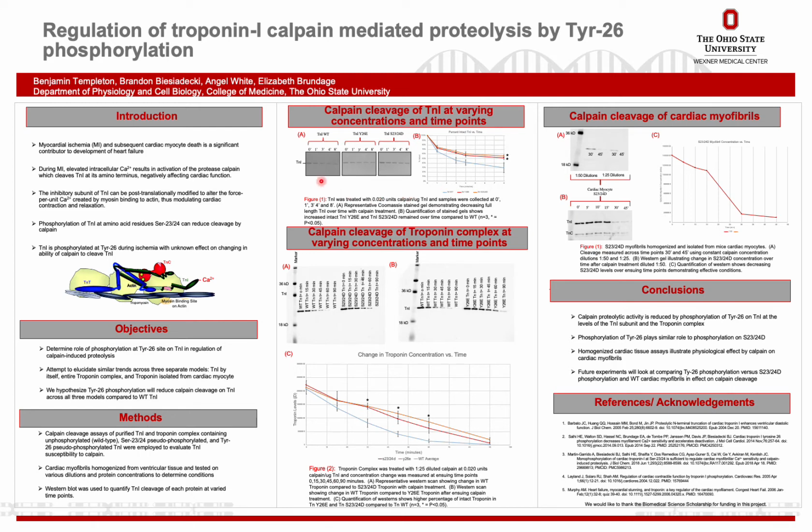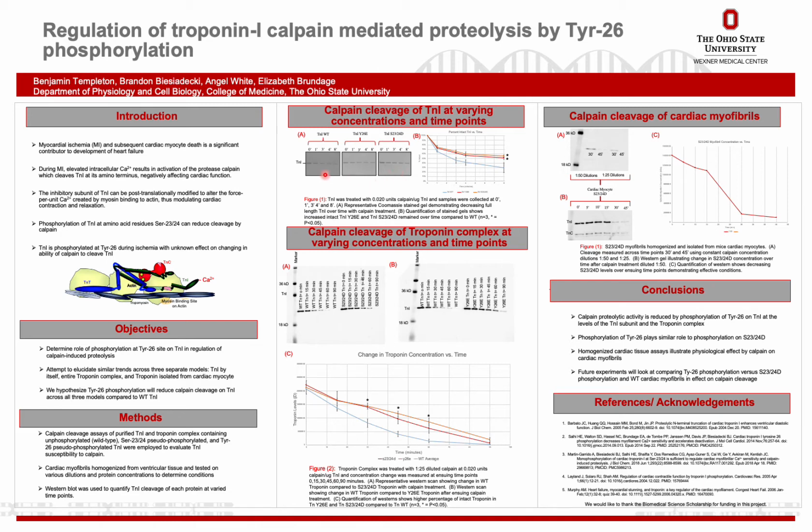So, we used three different varieties of protein to test our hypothesis. First being TNI wild type, then TNI Y26E, and then TNI S2324D. We also conducted 5 different time points across these models: 0, 1 minute, 3 minutes, 4 minutes, and 8 minutes across all 3 proteins, using 0.02 units of calpain per microgram of TNI for each sample.